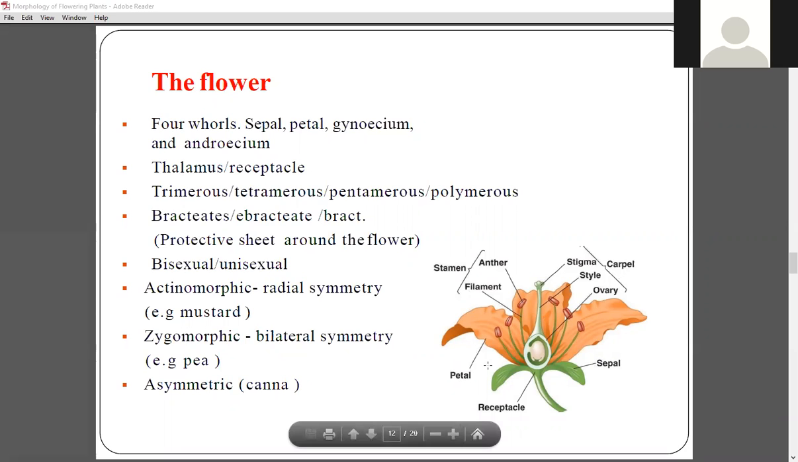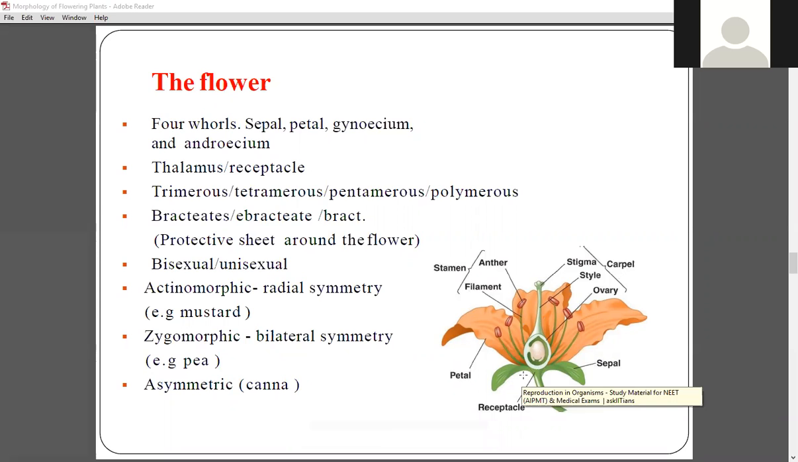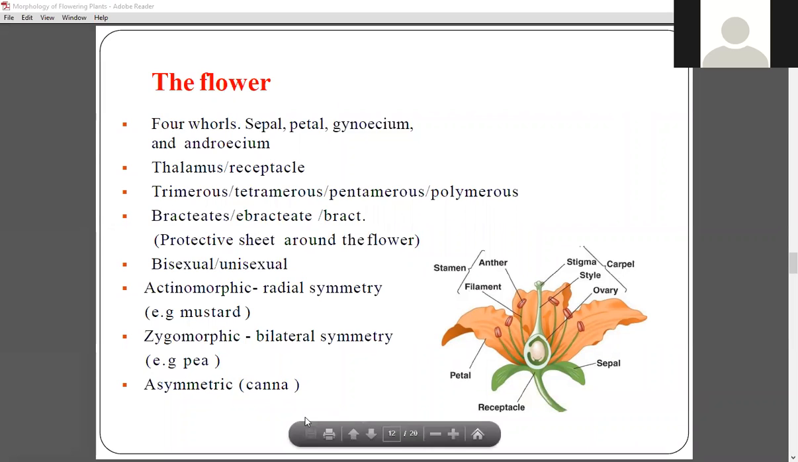You can see at the downward region of the ovary, there is the presence of sepal. The middle portion between the sepal and the ovary is known as thalamus, right? Because the whole flower is based on that, for this reason it is known as thalamus. Next point is they are trimerous. Trimerous, that means tri means three, tetra means four, penta means five, and poly means so many, right? So trimerous, tetramerous, pentamerous, and polymerous.